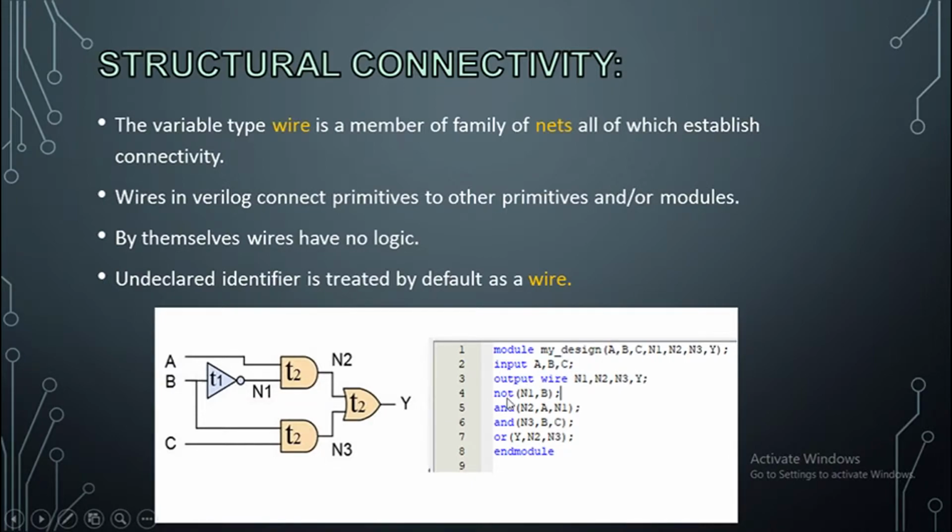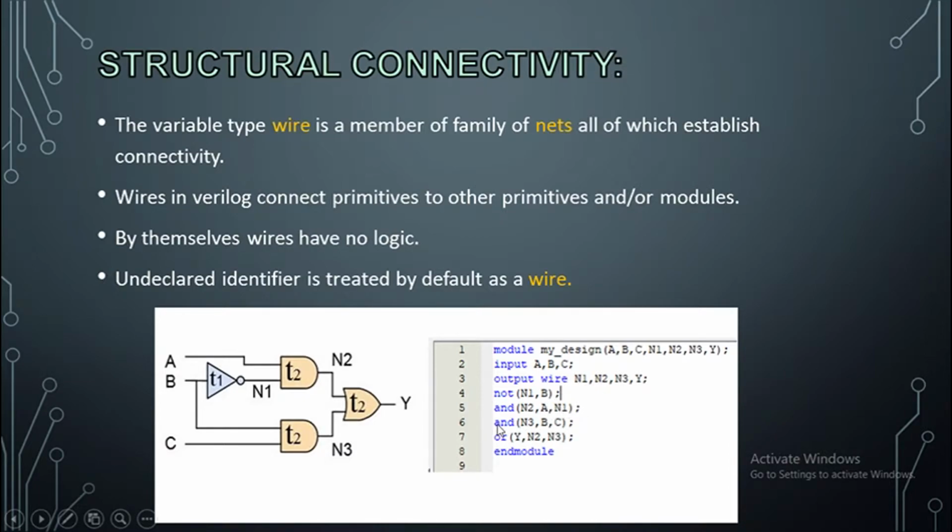Now we are going to instantiate or include the Verilog primitives like the NOT gate. Since the output of NOT is N1, we are going to include N1 first, followed by the input, which is B. Then we instantiate the next Verilog primitive, and since its output is N2, we declare it first, followed by the inputs A and N1.